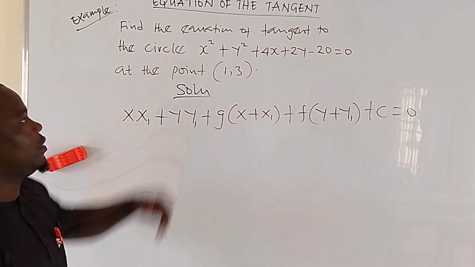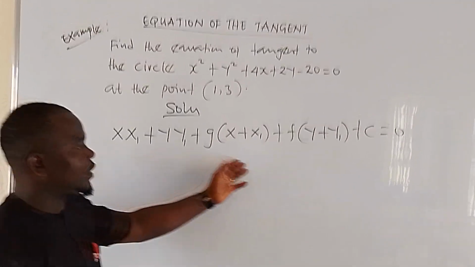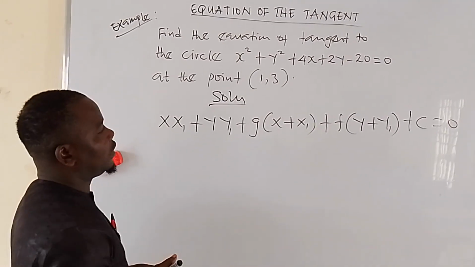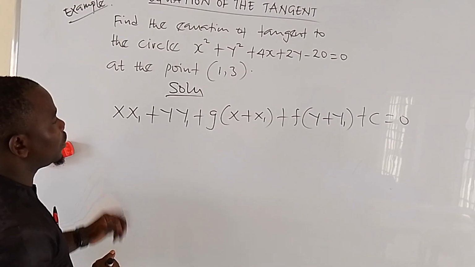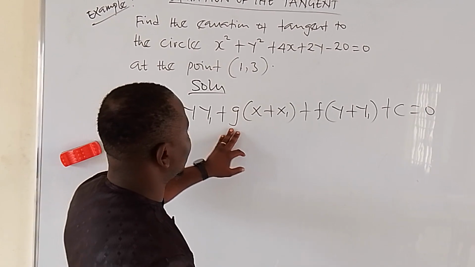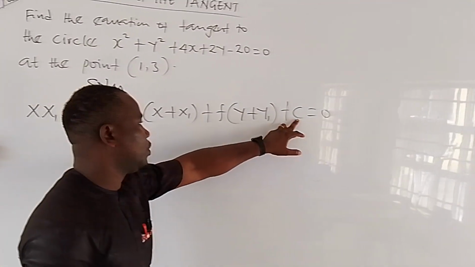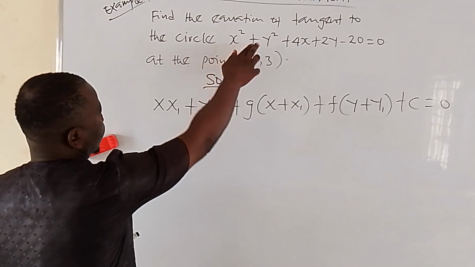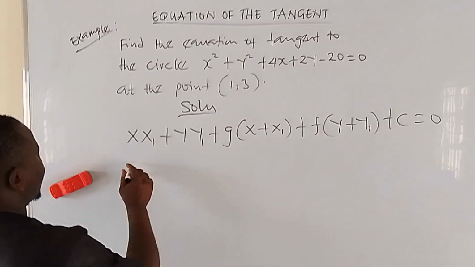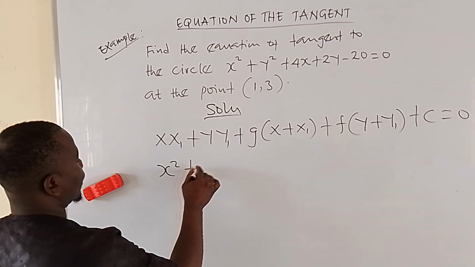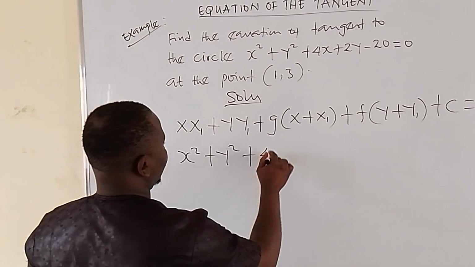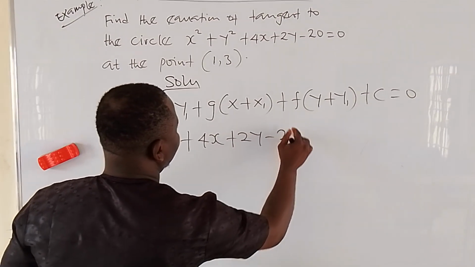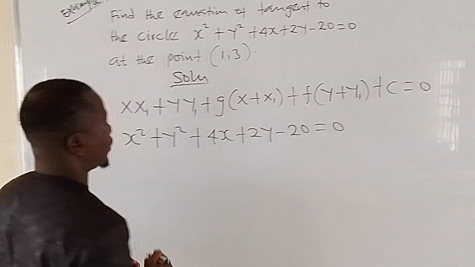They said we should find the equation of tangent. It's simple as ABC. Now, before we solve the equation of the tangent, we are going to take note of our g and f, also c. Now, the equation of the circle is given as x squared plus y squared plus 4x plus 2y minus 20 equals to 0.